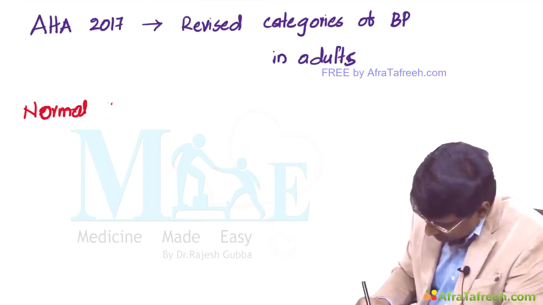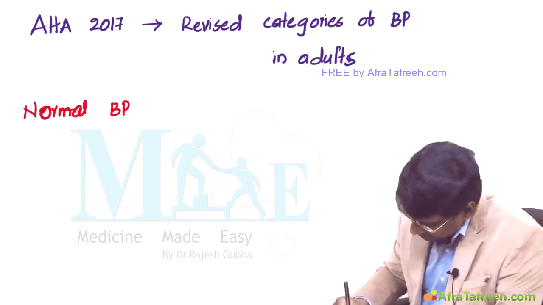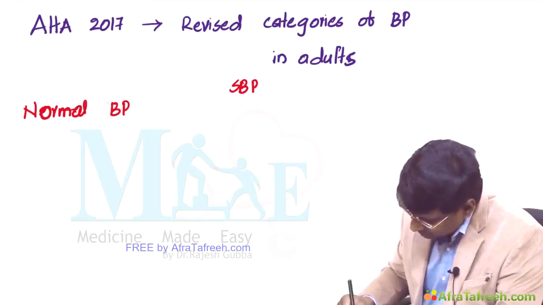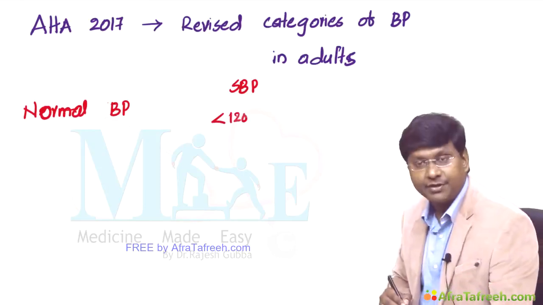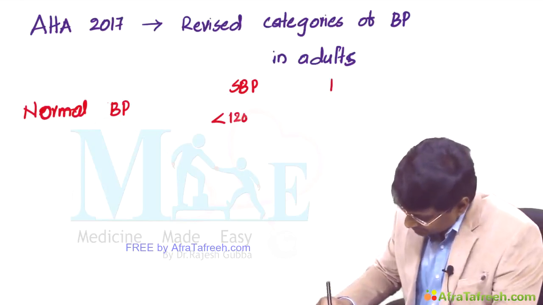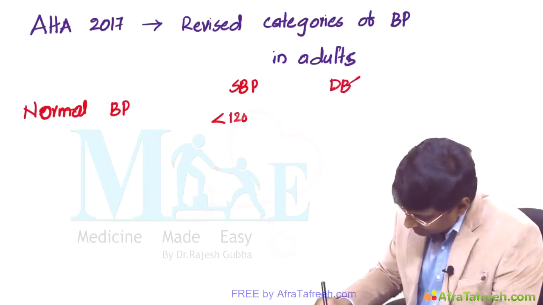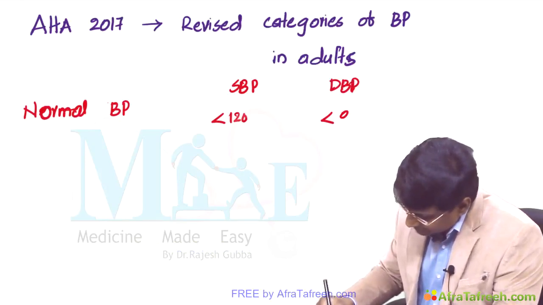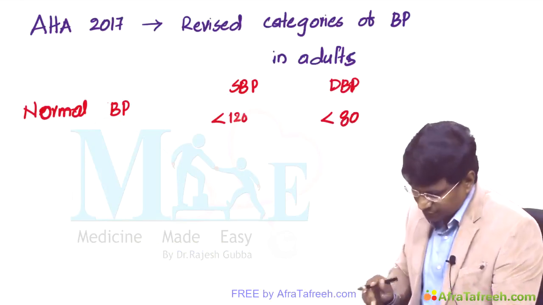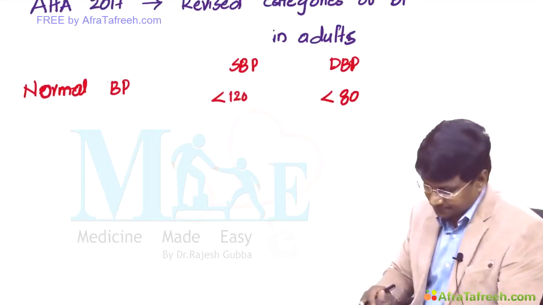Remember, normal blood pressure is when the systolic blood pressure is less than 120 millimeters of mercury and the diastolic blood pressure is less than 80 millimeters of mercury. This we call normal blood pressure.